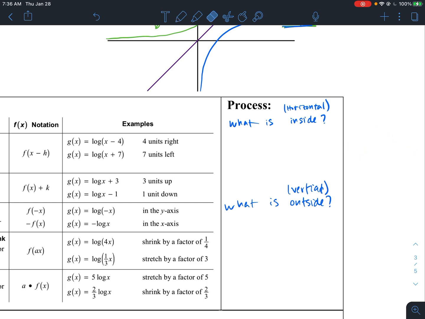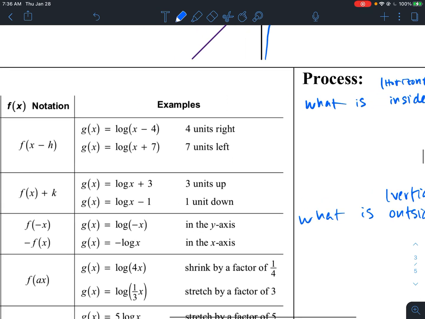Okay, now for logarithms, it's basically what is inside here. This is called the argument. So log base b of x is equal to y. Now x is the spot of the argument. Call this the argument. Okay? So basically what's part of your argument is what counts as inside.